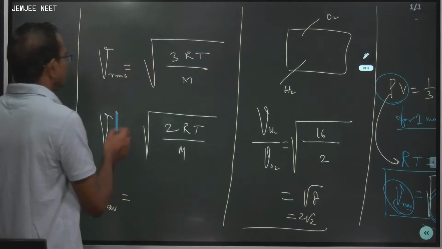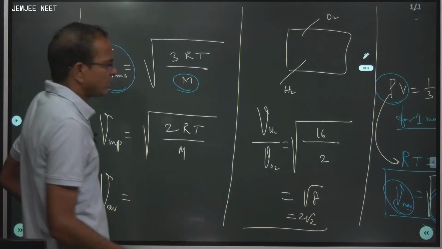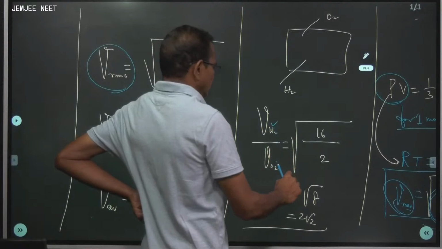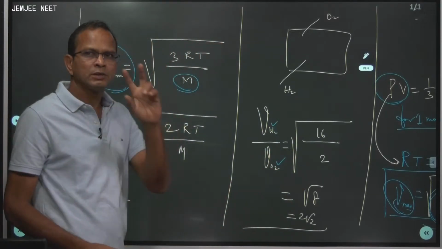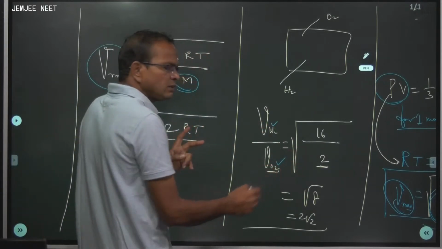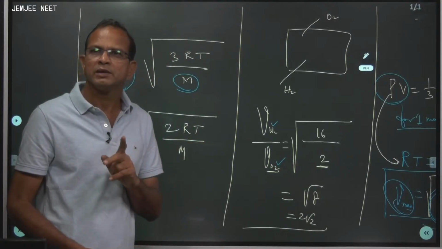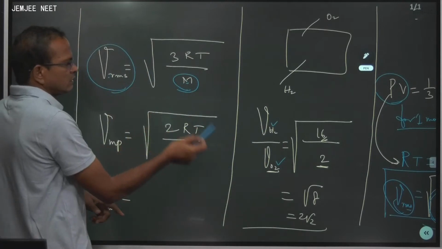See, RMS speed is inversely proportional to the square root of m. So I am talking about hydrogen and oxygen. What's the molecular mass of hydrogen? Molecular mass of hydrogen is 2 gram, so it is inversely proportional to 2. Oxygen, 16, it is inversely proportional. It got reversed because it is inversely proportional. Look at that, that's the answer.